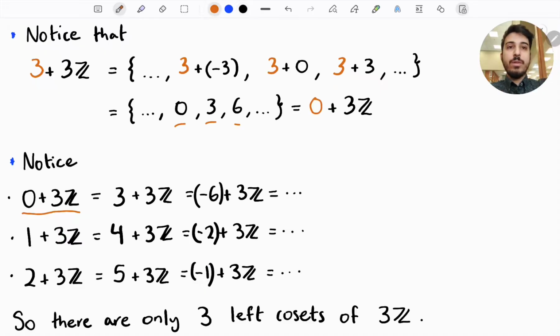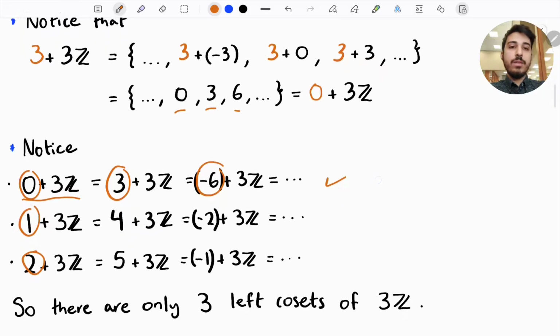So even though the representations here, the representatives, are different, they all represent the same coset, which is 0 plus 3Z. So we might as well choose one of those elements to represent it, and we can choose 0 in this case. Same here, we can choose 1 and we can choose 2. So in the end, there are only 3 left cosets of 3Z. Why left? Because the addition of the elements is done on 3Z from the left.